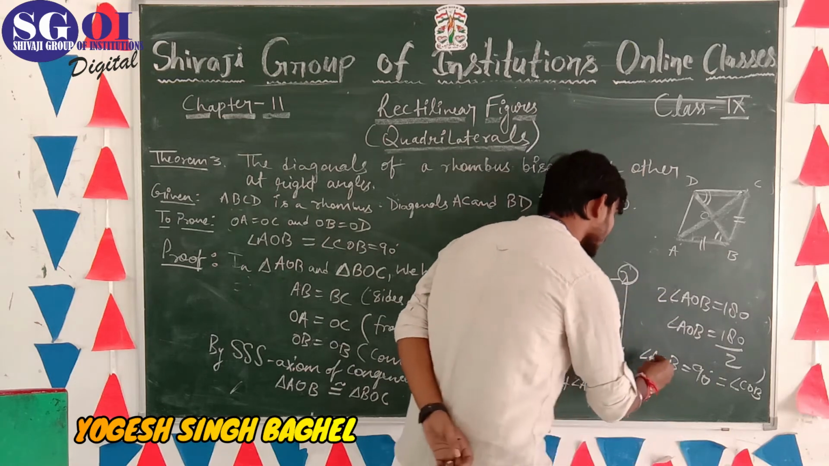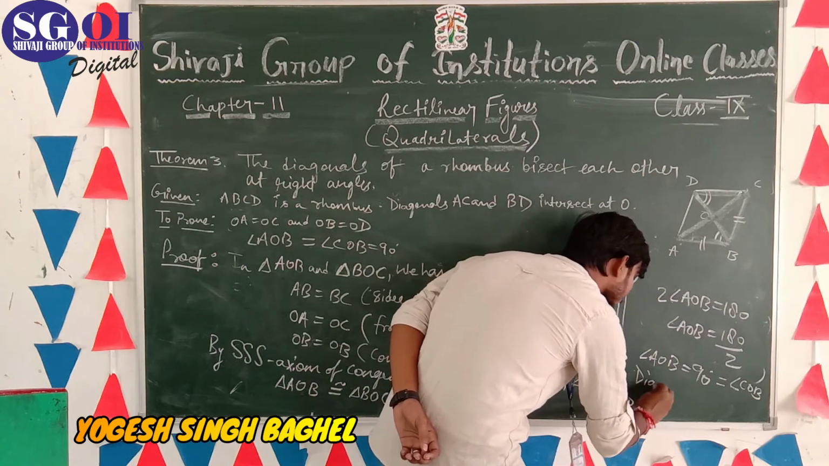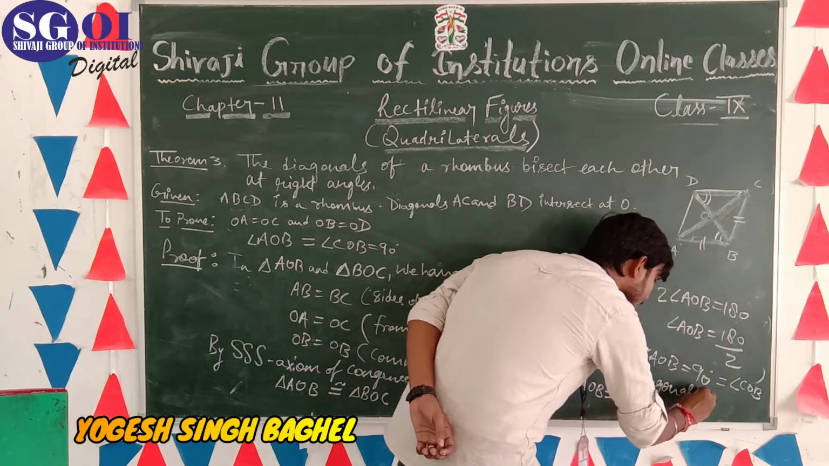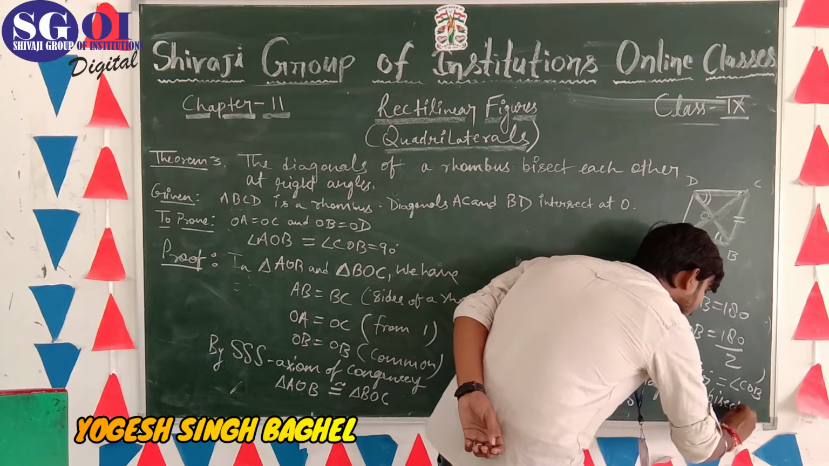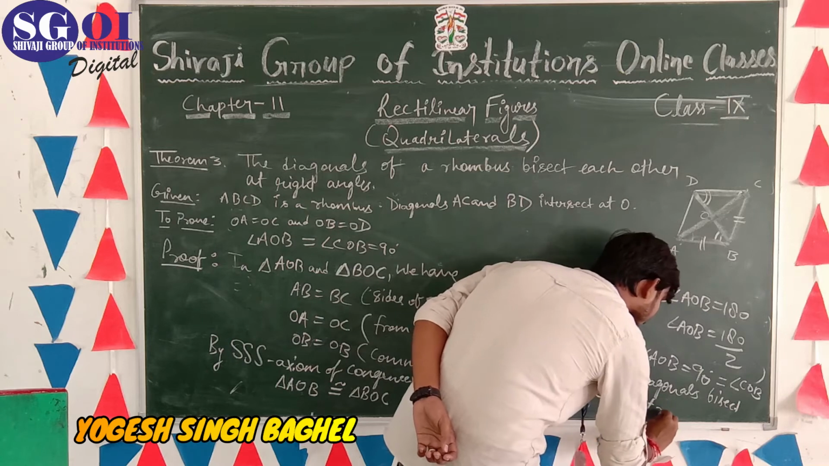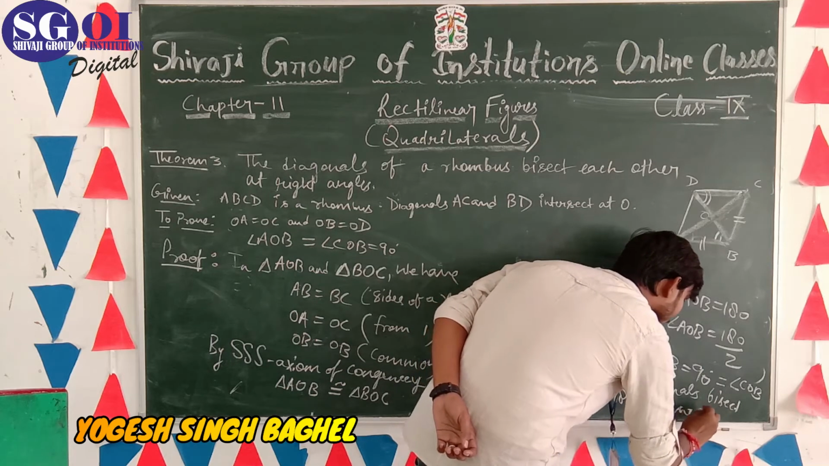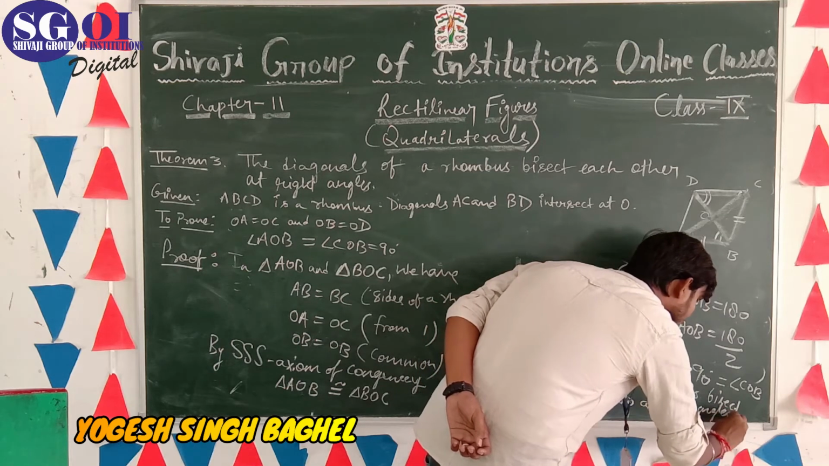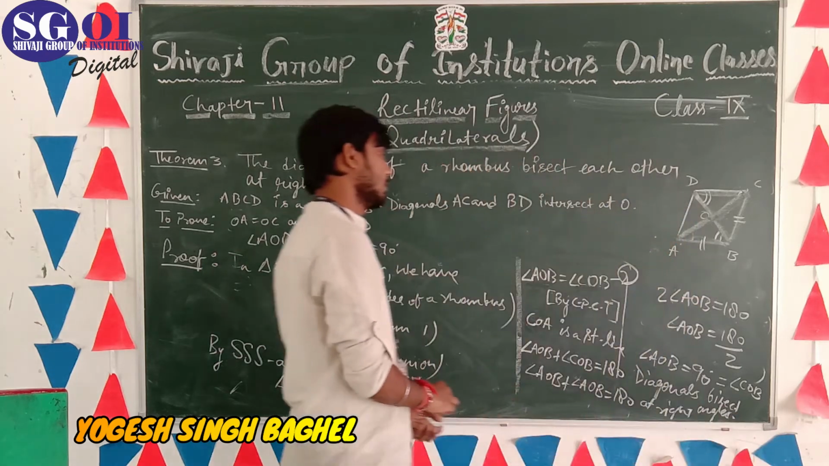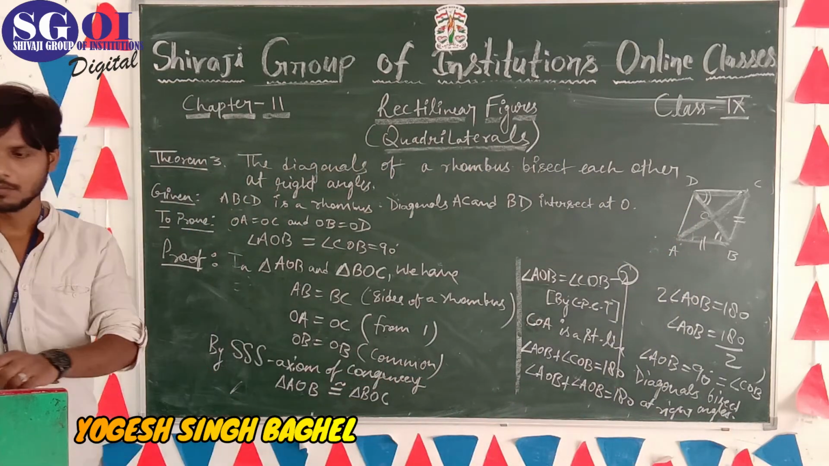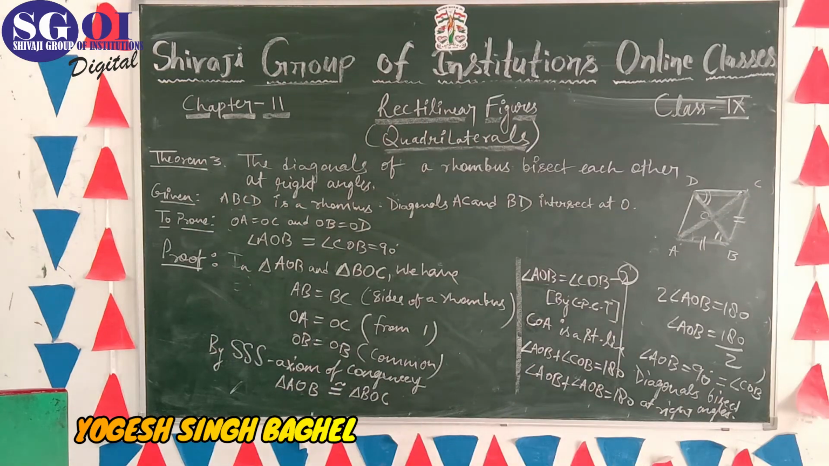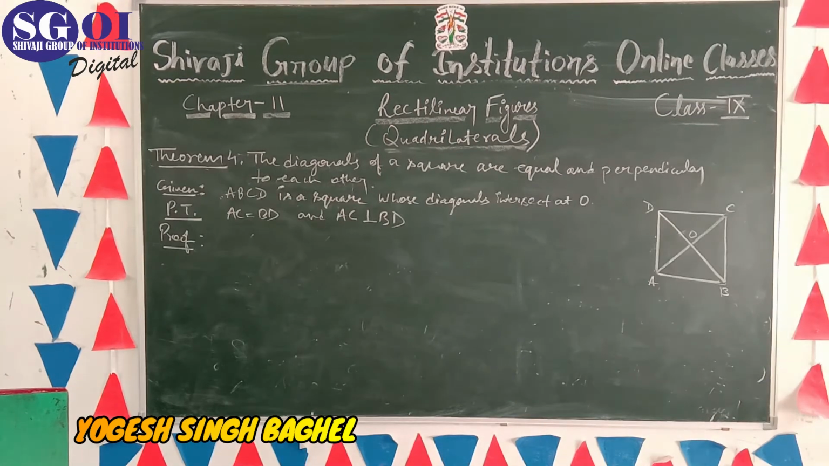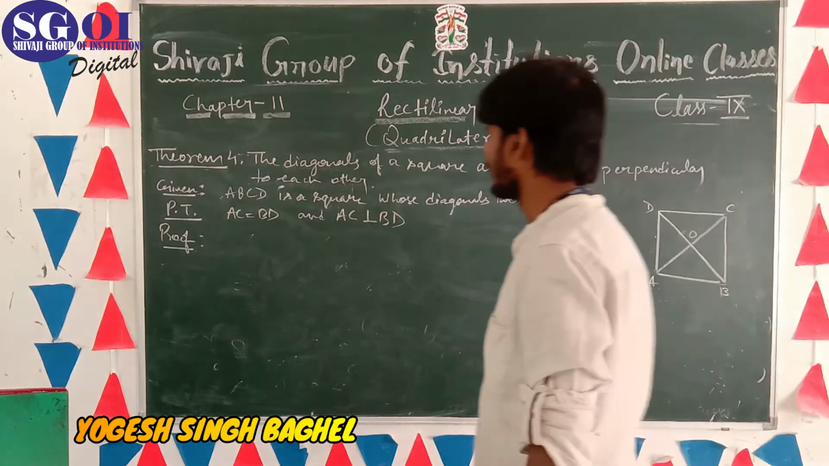It means diagonals bisect at right angles. Okay, at right angles. So this is proved. Clear? Okay. So note down it. This is proved. Now we see the next theorem.